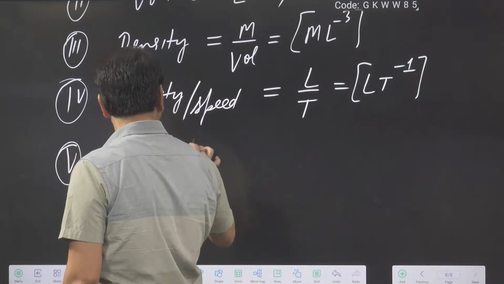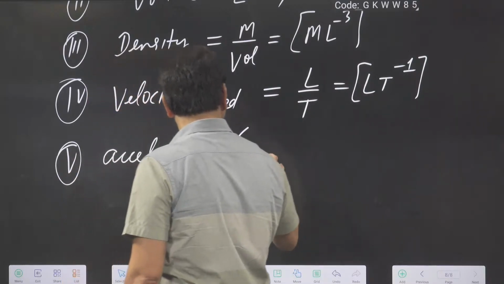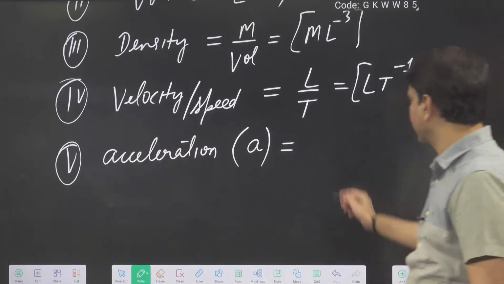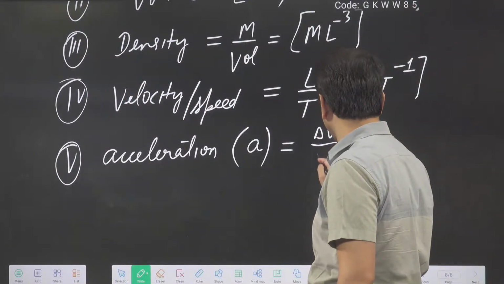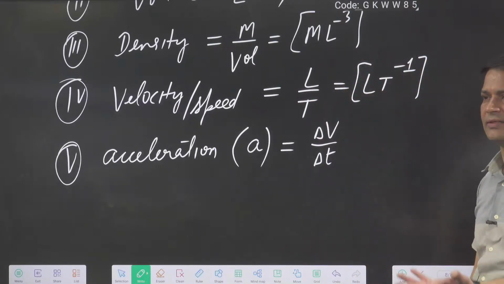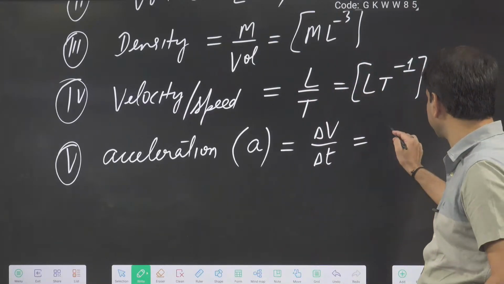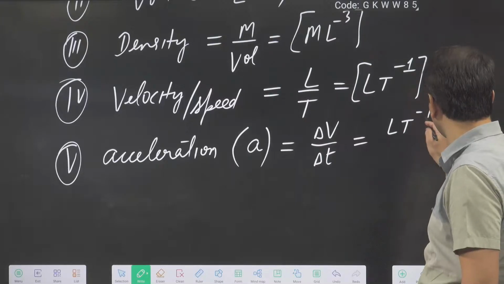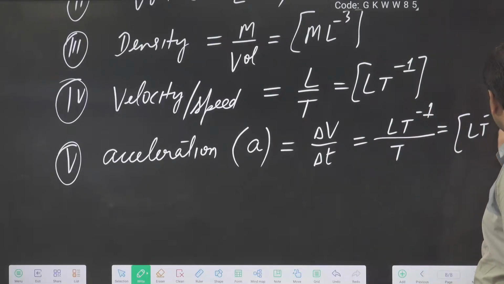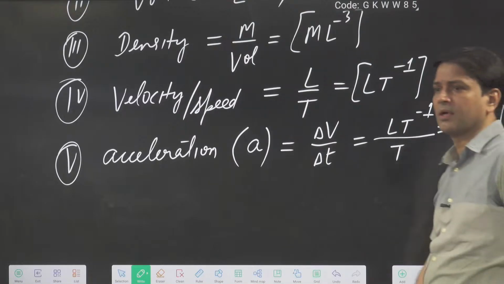Acceleration. So acceleration basic formula is rate of change of velocity, delta V by delta T. Now change in the quantity and the quantity have the same dimension. So velocity dimension is LT minus 1 upon T. Then we will get LT minus 2.